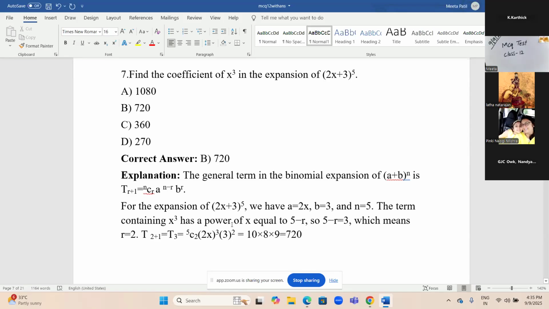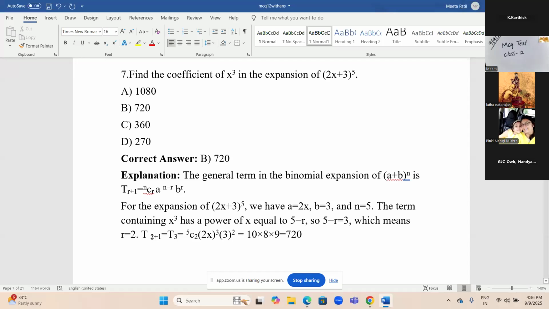So in this expansion, identify the values of a, b as well as n. What is the a value? That is 2x. And what is the b value? That is 3. What is the n value? That is 5. Okay, so here you have to find the coefficient of x cube. So the power of x is 5 minus r, and 5 minus r is equal to 3 we are considering. That means you will get the r value as 2.